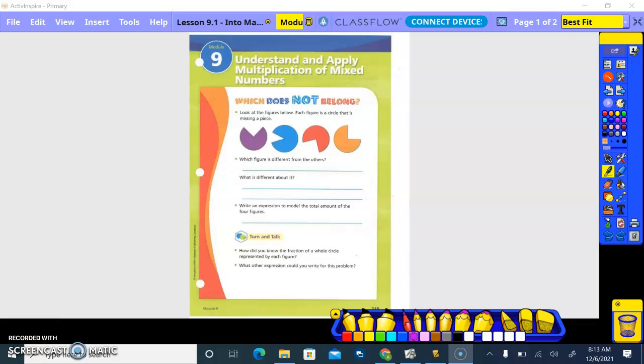Understand and apply multiplication of mixed numbers. Module 9, Grade 5 math. Which does not belong? Look at the figures below.